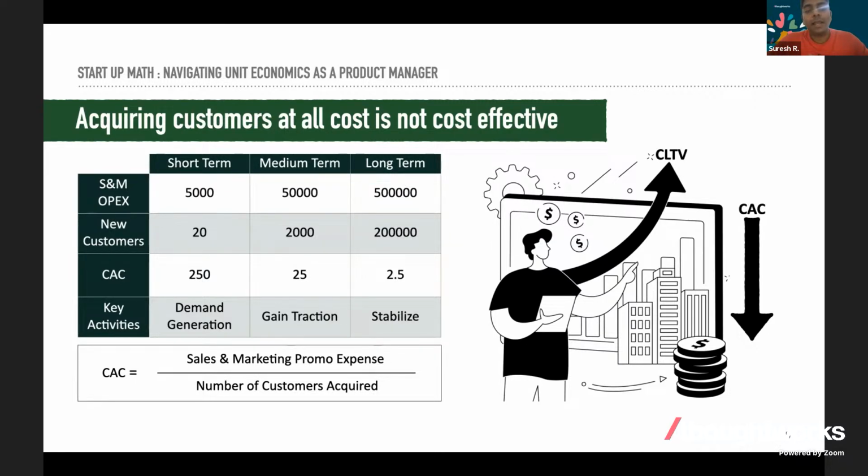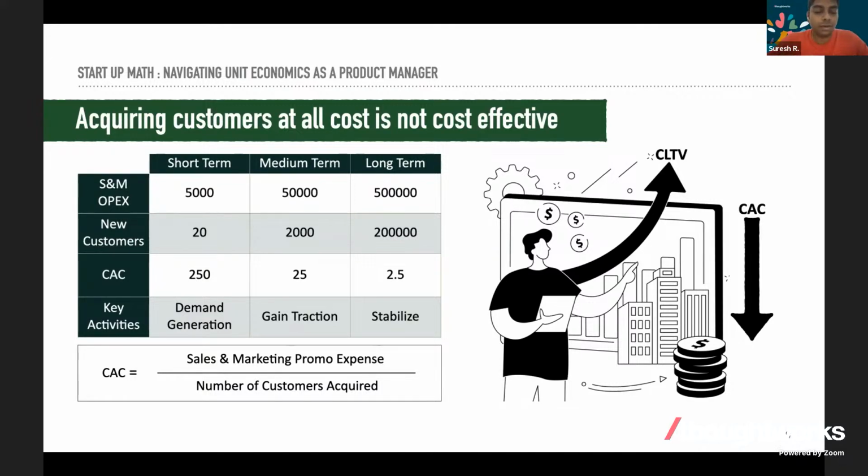That means my customer acquisition cost is $250 per customer. Though my spend is low, my CAC, or customer acquisition cost, is quite high. When we go to the medium term, I'm going to spend $50,000, but if you look at the number of customers I'm going to acquire, it's 2,000.